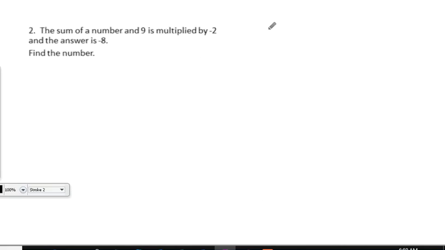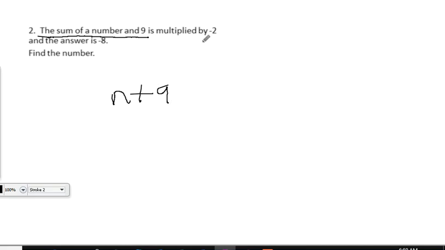Okay, next question. The sum of a number and 9 is multiplied by -2, and the answer is -8. So let's take this one step at a time. So the first step, the sum of a number and 9. Let's write that. The sum of a number and 9. So sum means addition. So this is what the sum of a number and 9 looks like.